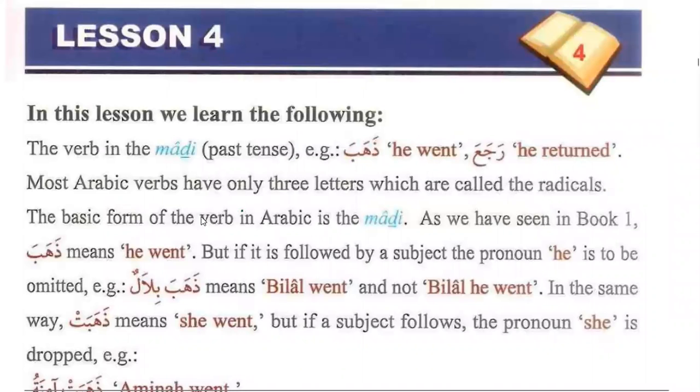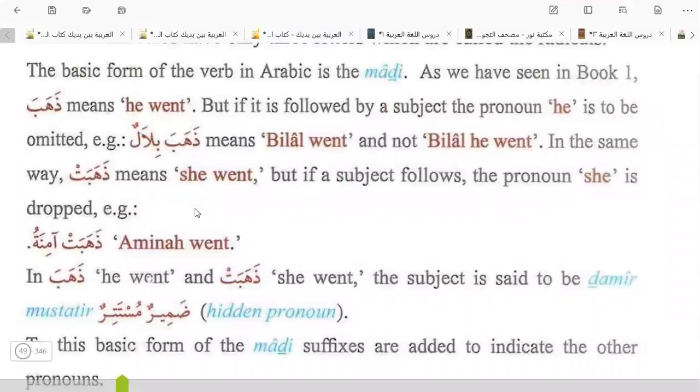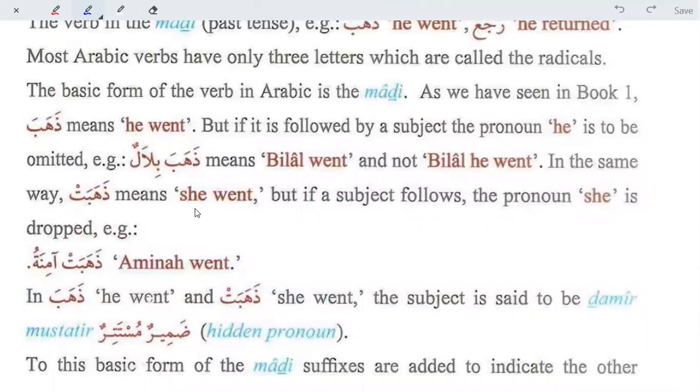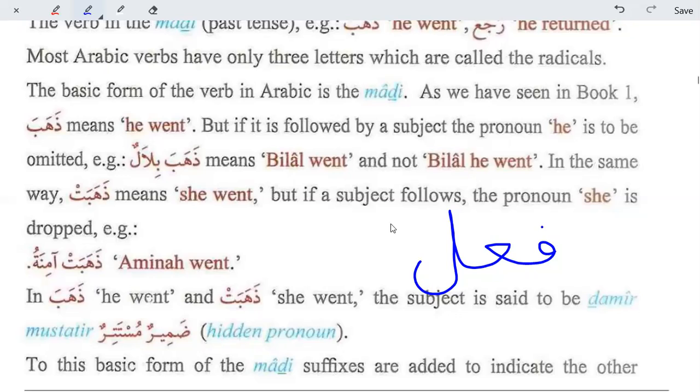Before the break, we stopped here, lesson number 4. In this lesson, you will learn about fi'l mazi. In Arabic, most of the verbs have 3 letters in them. First letter is denoted by fa. Second is usually denoted by ayn, and third is denoted by lam. And fi'l mazi, past tense, has fatha on the first letter and fatha on the last letter as well. But in the middle letter, sometimes it is dhamma, sometimes it is fatha, sometimes it is kasra, depending upon the verb. So remember 2 things.